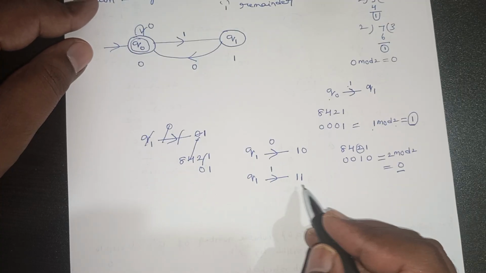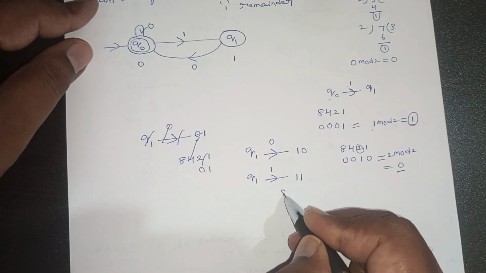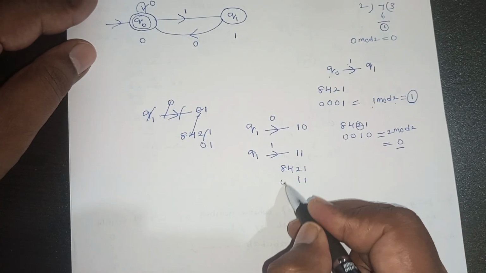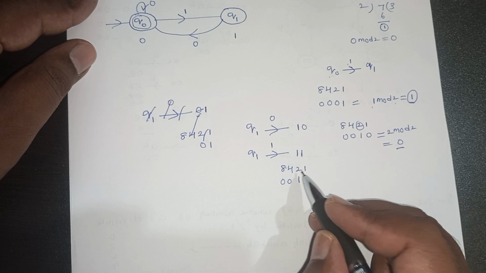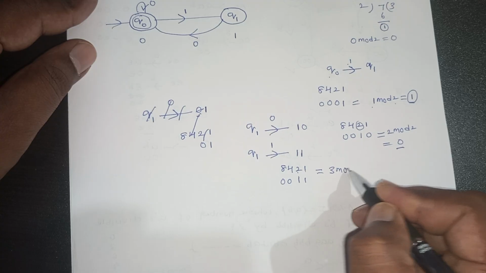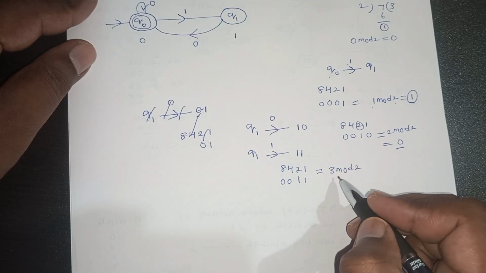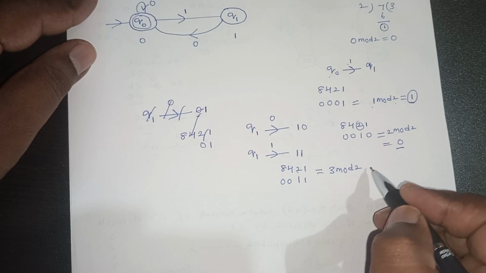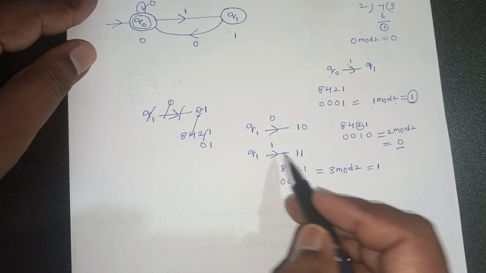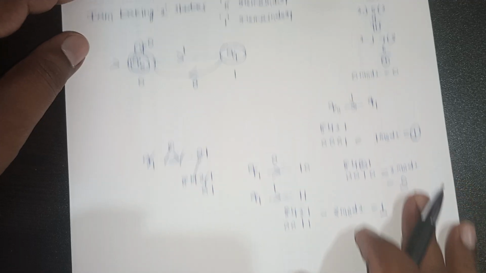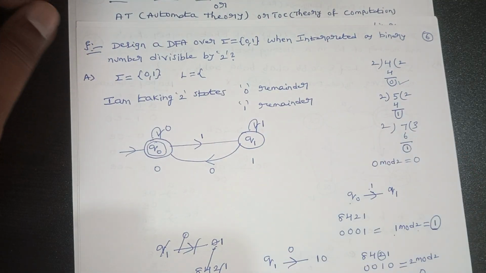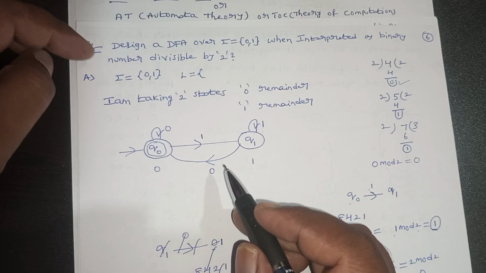Then what is the value? So 8 4 2 1, 1 1 0 0. What is the value? 2 plus 1, which is equal to 3. 3 mod 2. When you divide 3 by 2, what is the remainder? 1 is the remainder. It means that on q1 and 1, I am going to the 1 remainder class. So you take it as a self loop. Okay, so this is the DFA for the given question.